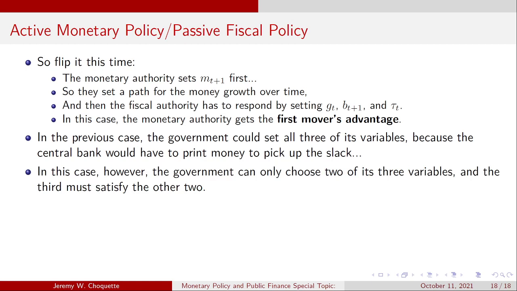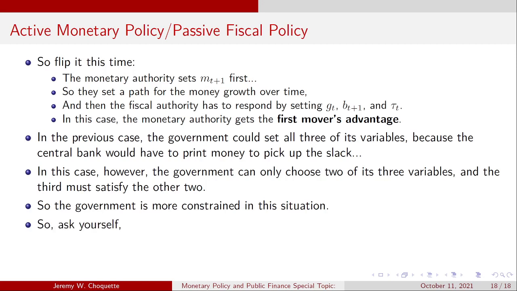So if they want to set how much they want to spend and how much they want to borrow, well, tau, taxes, is going to pick up the slack between what they're spending and what they're borrowing. Or let's say they want to spend $100, but they can only tax $75 of that. They can choose how much they want to spend and how much they want to tax, and they have to borrow that remaining $25, because there isn't that extra free variable, right? There isn't seigniorage anymore because the central bank moved first. So they don't get to just go, we're going to set G, B, and tau to whatever we want. They can't do that. If they decide two of the three variables, the third one is determined by default. So the government can only choose two of its variables, and it has to satisfy whatever that remaining one is.